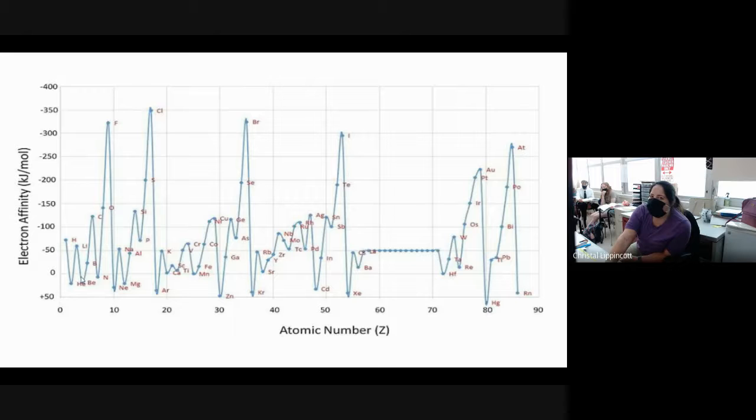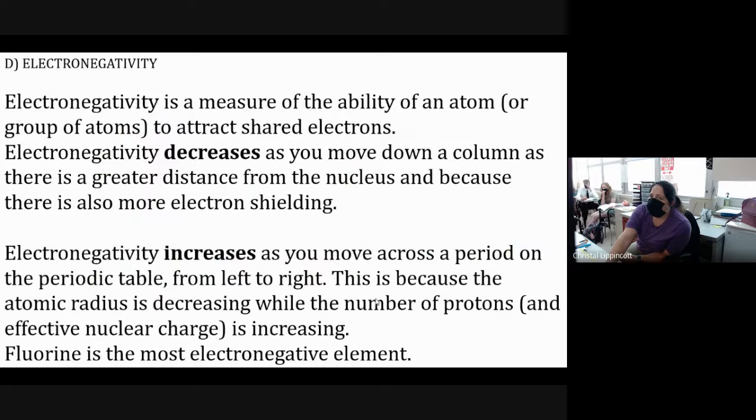Here are your electron affinities moving up and down. You can see, like I said, fluorine. Chlorine really wants it bad too. Bromine. All of these are your halogens. So you can see that trend there.